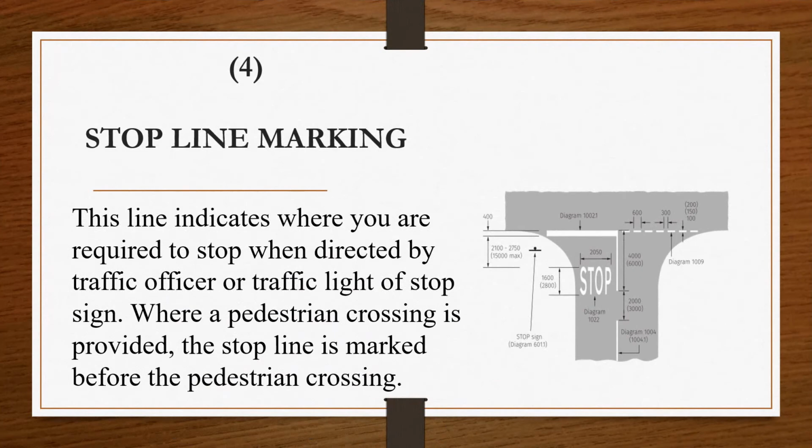4. Stop line marking. Students, kindly refer to the given image. This line indicates where you are required to stop when directed by a traffic officer, traffic light or stop sign. Where a pedestrian crossing is provided, the stop line is marked before the pedestrian crossing.